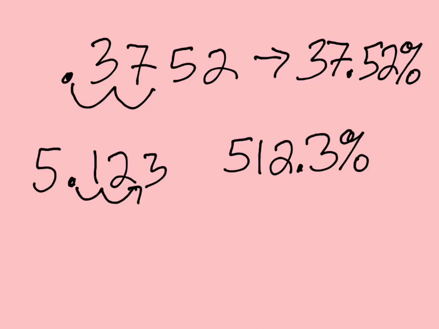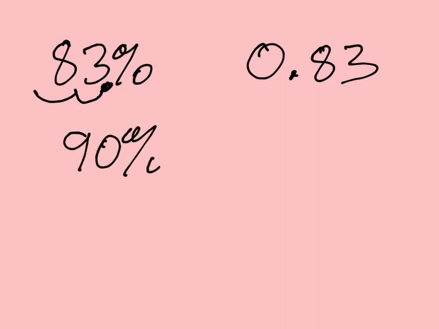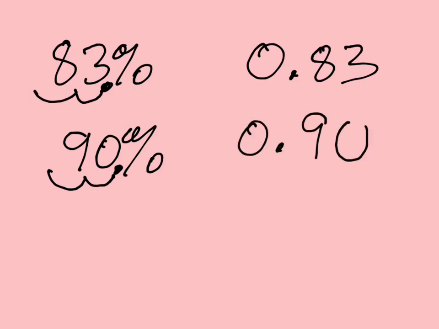Well, converting percents to decimals is almost exactly the same thing, except we're moving 2 places to the left. And so if I have, say, 83%, there's a hidden decimal point right here, and I go 2 to the left, and so that gives me 0.83. If I have 90%, there's a hidden decimal point right here, 1, 2, and so that gives me 0.9. I could write that extra 0 there, but I don't need to.